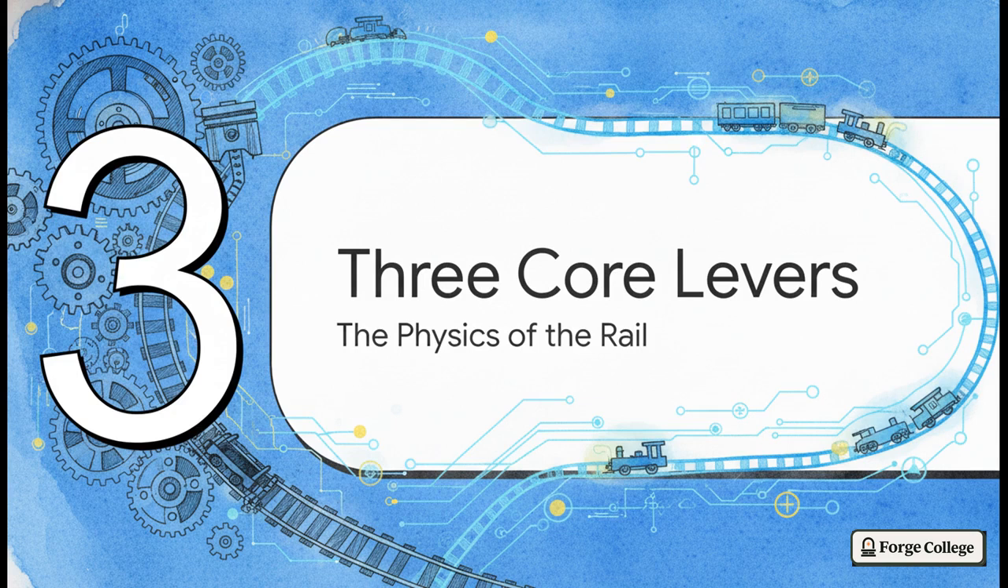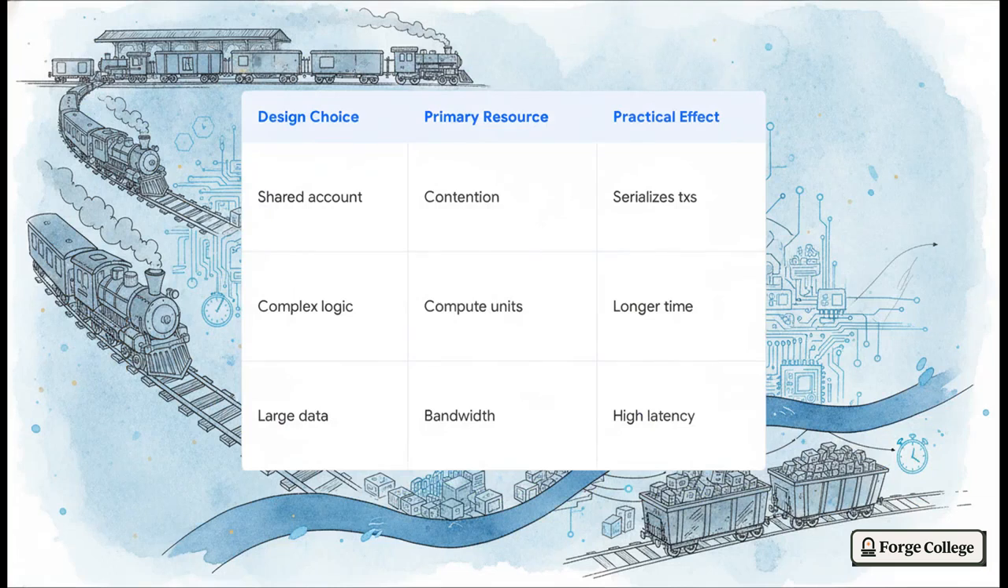Okay, moving right along to section 3, the 3 core scalability levers. Think of this as the actual physics of our rail network. So what actually dictates how many trains can leave the station at once? Well, there are 3 primary levers that strictly limit your scale. First up, shared writable accounts. This leads to account contention, which forces transactions to serialize. Again, this is basically lining up trains one by one at a single railroad crossing.